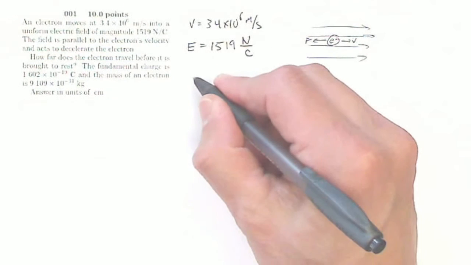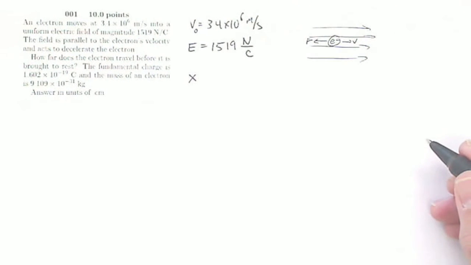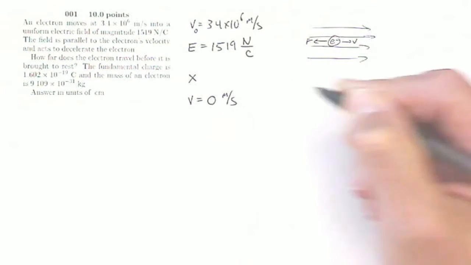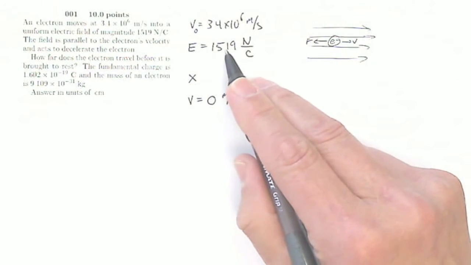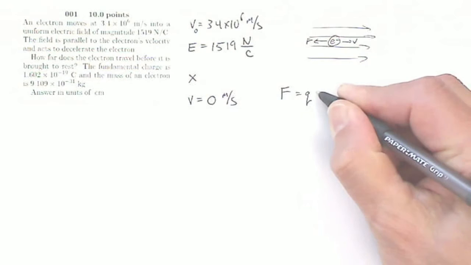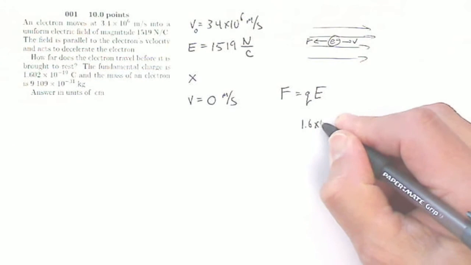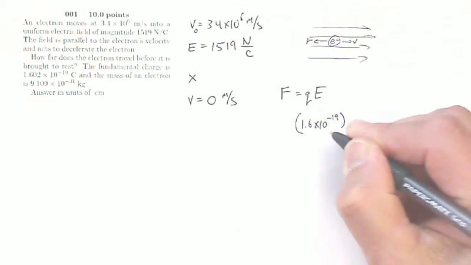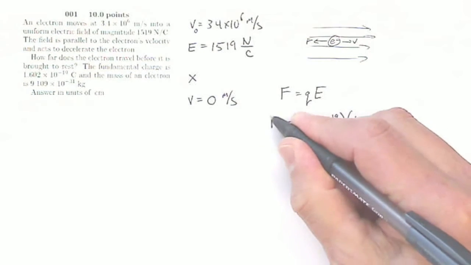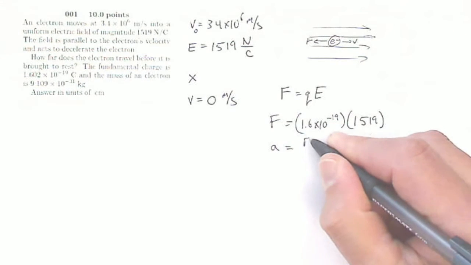Well, I'm looking for a displacement of the electron before it is brought to rest. So I have an initial velocity of 3.4 times 10 to the 6th. I know that my final velocity is going to be 0 meters per second. I know the electric field. What I'm looking for is the force. Well, the force on the electron is going to be the amount of charge times the electric field. I know the charge on the electron is 1.6 times 10 to the minus 19th coulombs. I'm just going to do the magnitude times my electric field of 1519, and that'll give me the force on the electron.